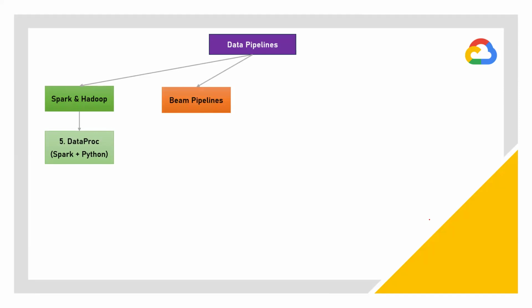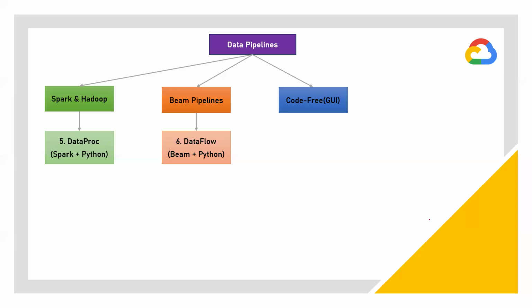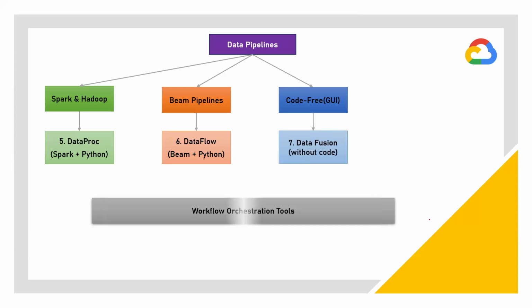And one more is Beam pipelines, if one wanted to create it. Don't worry about Beam. Beam is also one of the frameworks like Spark. And we have one more service, Dataflow. Cloud code free: if one wanted to process the data without writing any code, you have one more service, that is Data Fusion. And if one wanted to take care of workflow orchestration, that is Airflow or Composer. You have Airflow or Composer for orchestrating your pipelines.